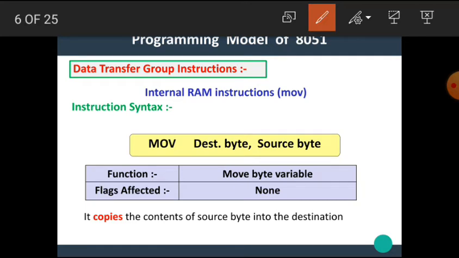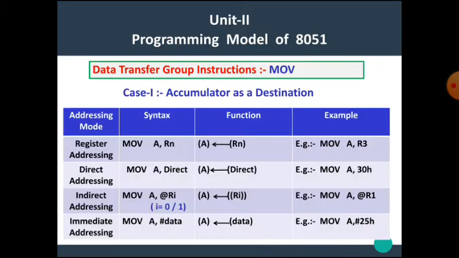The first one is the internal RAM instruction MOV. The instruction syntax is MOV destination byte, source byte. Its function is to move a byte variable. There are no flags affected in this type of instruction. It copies the content of the source byte into the destination.